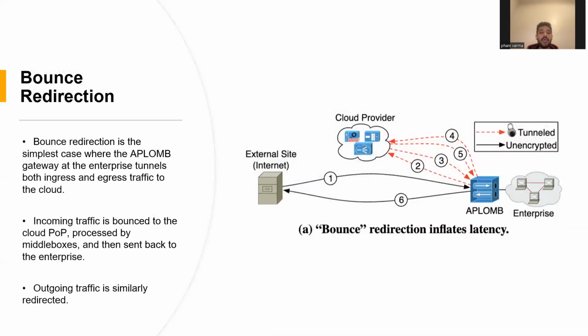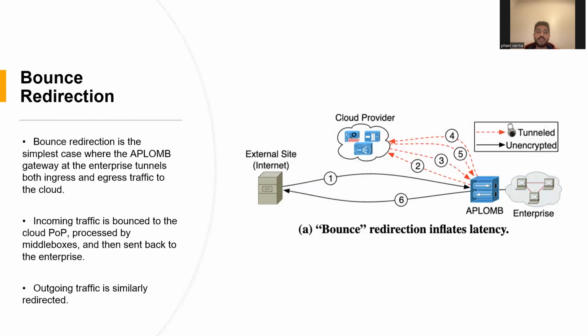Bounce redirection is the first redirection, and the simplest case, where the Aplomb gateway at the enterprise tunnels both ingress and egress traffic to the cloud. Incoming traffic is bounced to the cloud POP and processed by middle boxes, and then it's sent back to the enterprise, and outgoing traffic is similarly redirected.